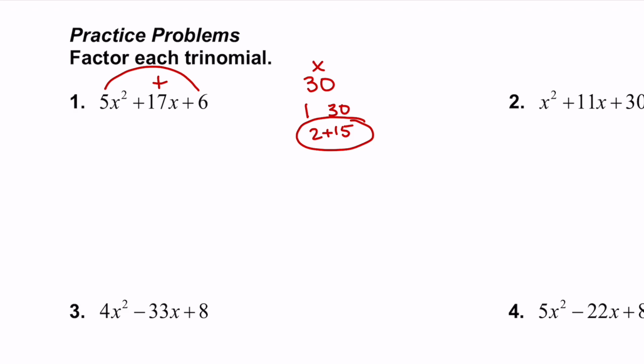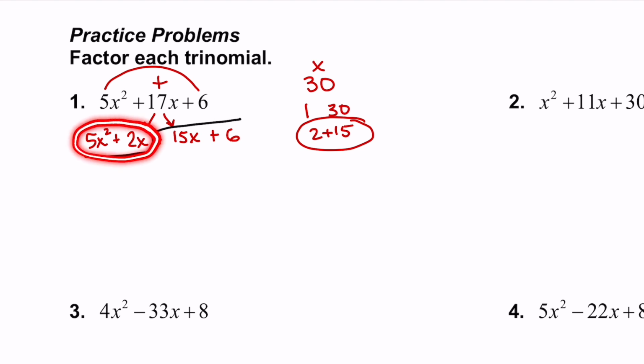So now I'm going to uncombine the like terms. Instead of 17x, 2x plus 15x equals the 17x. We add in our lightning bolt. I look at the first two and I think to myself, what's the biggest thing that I can divide out of 5x squared and 2x? They both have an x, so I'm going to divide the x out. I have a 5x left plus 2.